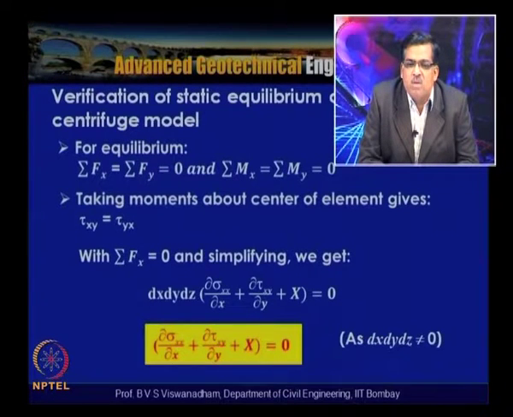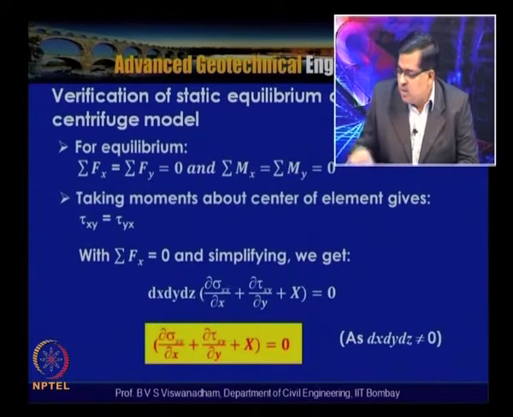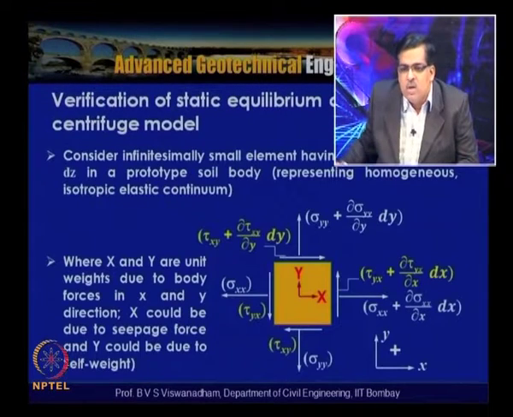Now taking moments at the center of the element, we get tau xy is equal to tau yx. Now with sigma Fx is equal to 0, here sigma Fx is nothing but sigma xx plus dou sigma xx by dou x into dx. This is acting on the area which is nothing but dy dz. Similarly here sigma xx stress acts on the area dy dz. So the net force is nothing but dou sigma xx by dou x into dx dy dz.